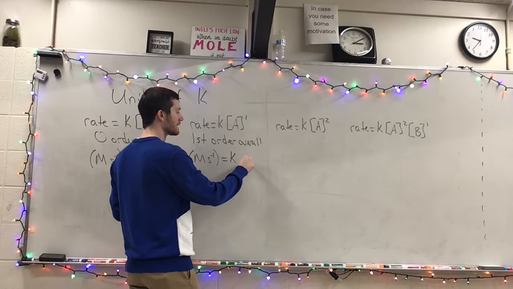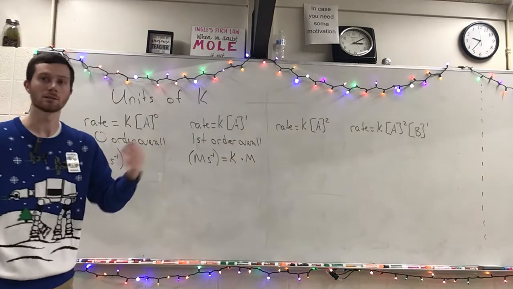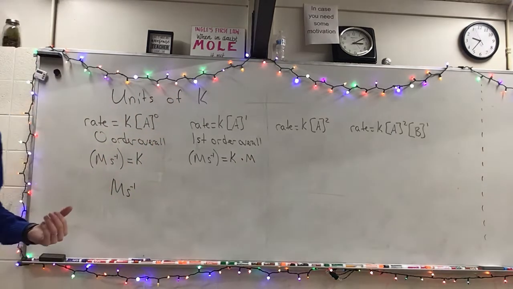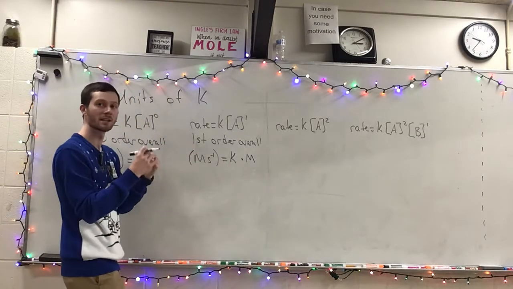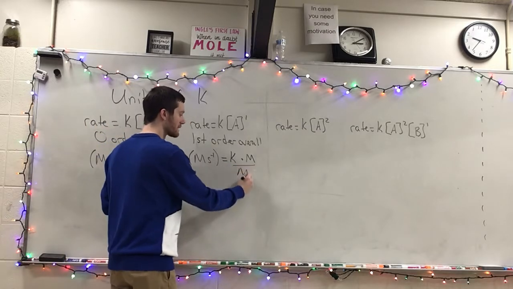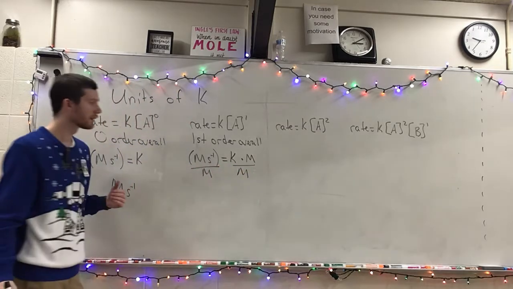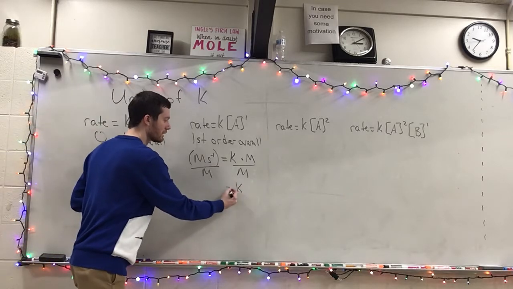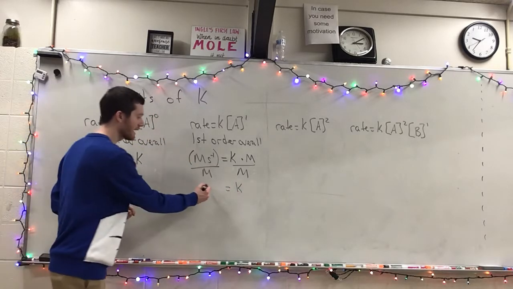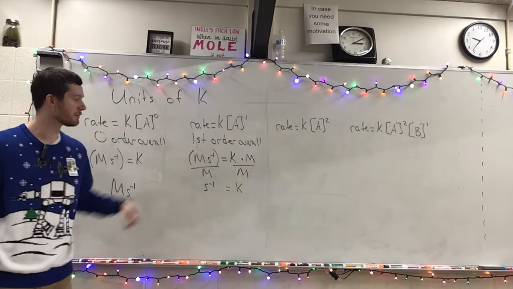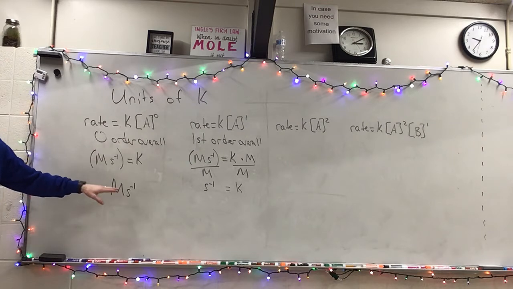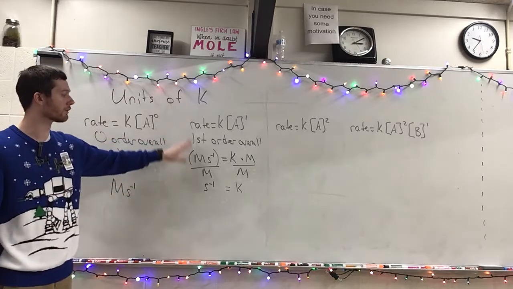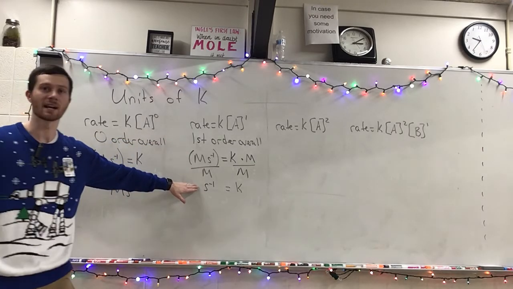This k is getting multiplied by some number with a unit of molarity, or molar. If we get k by itself, that should deduce for us the units of k. So we'll divide both sides by molar, and we can see that k in this situation is going to equal simply inverse seconds because the molar on top and the molar on bottom will cancel. So in a 0 order overall process, your units for k are molar inverse seconds. For a first order overall process, the units of k are just inverse seconds.